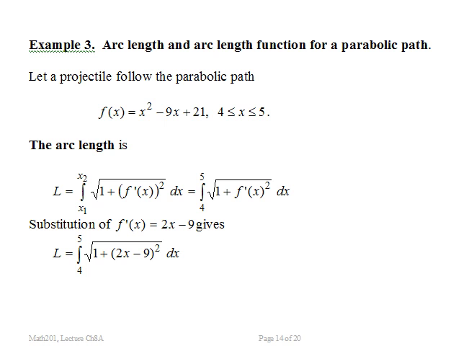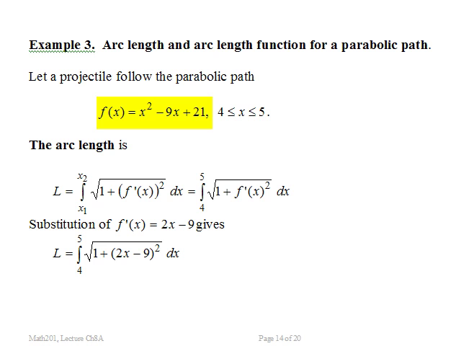Here's another example for the arc length and the arc length function for a parabolic path. So if we just let a projectile follow this parabolic path, we'd like to find the total distance followed by the projectile. For example, a projectile shot up into the air. Let's say we neglect air resistance. Just get the simple solution here of x squared minus 9x plus 21, just for example.